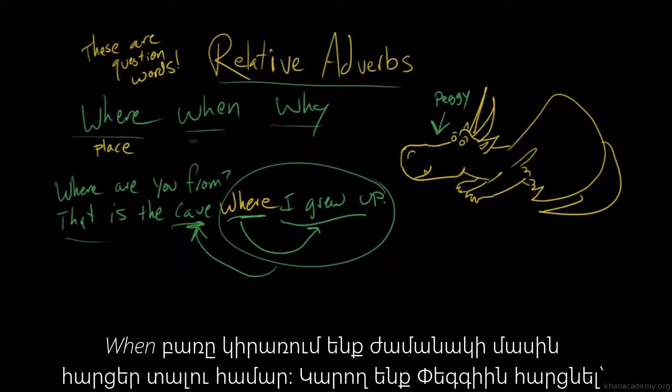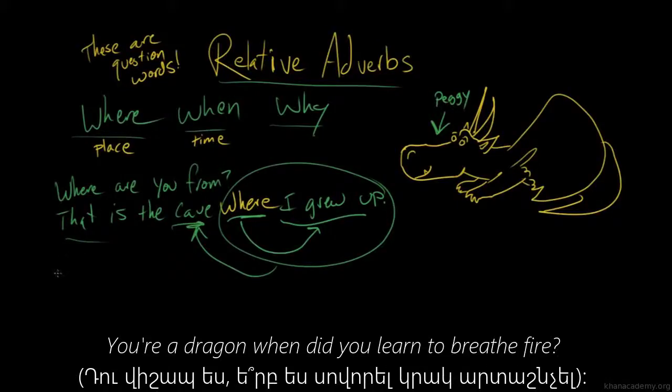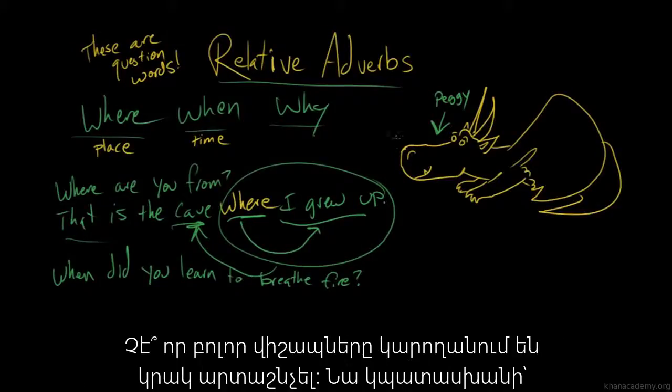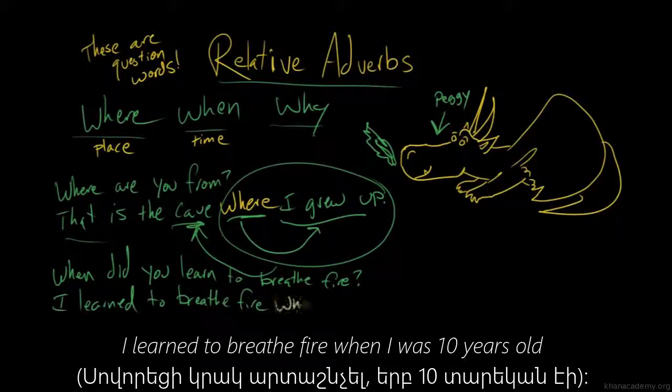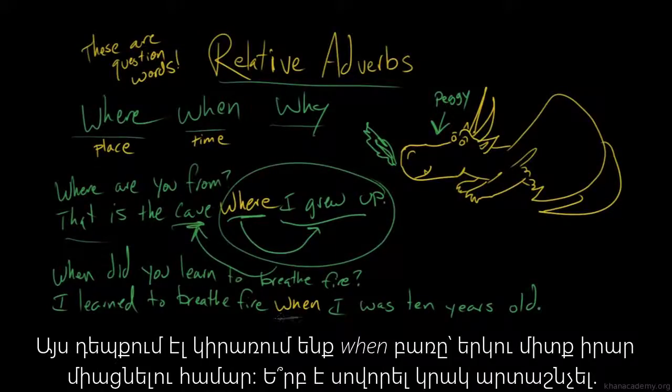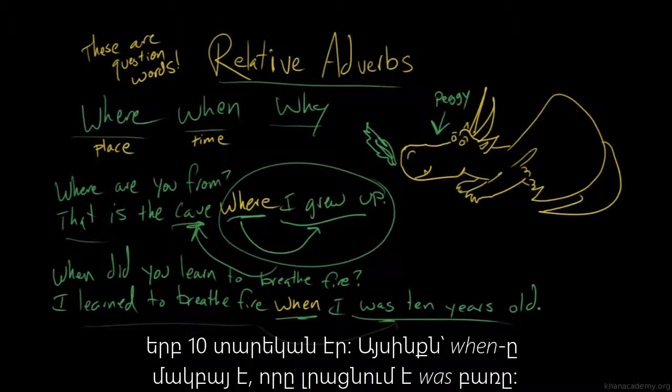We use the word when to ask questions about time. So if I asked Peggy, you're a dragon, when did you learn to breathe fire? Because all dragons can breathe fire. She would say, I learned to breathe fire when I was 10 years old. So again, we're using this word when to connect these two ideas. When did she learn to breathe fire? When she was 10 years old. And technically, when is an adverb that modifies was.